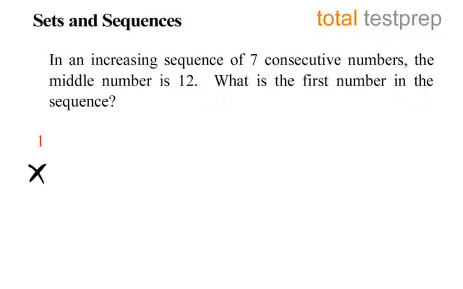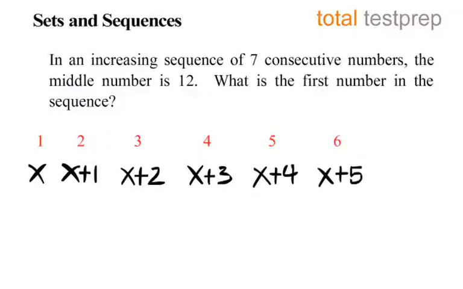So if the first one is x, the second one should be x plus 1 because it's 7 consecutive numbers. The next one is x plus 2. The fourth one is x plus 3. The fifth one is x plus 4. The sixth one is x plus 5. And the seventh one is x plus 6. By convention, if the test just says consecutive numbers, they mean consecutive by 1. So that means that the numbers are increasing by 1.